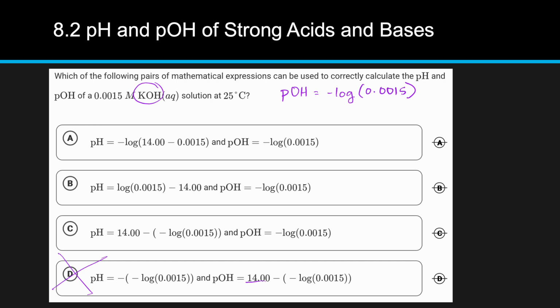So if I want to get the pOH, my pOH is going to be the negative log of the concentration of hydroxide, which is going to be 0.0015. So that's my pOH. If I look at my options, the only one I can cancel out right away is going to be D, because it takes 14 minus that, which would be incorrect. So now looking at pH, to solve for pH, remember it's going to be 14 minus the pOH. And because we just solved for pOH, it makes it nice and easy. So it'd be 14 minus what we solved for pOH, which was here. So negative log of 0.0015. So that would give us C as our answer.